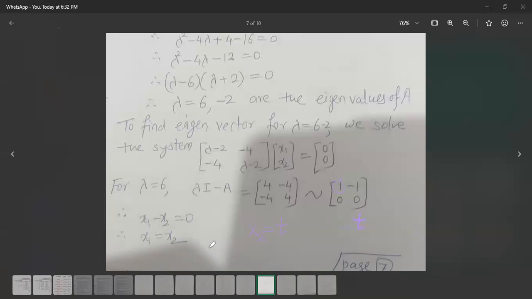So what is your solution then? So x1, x2, this was your column matrix. So what will be the value? Oh, just a minute. I would like to go back here.